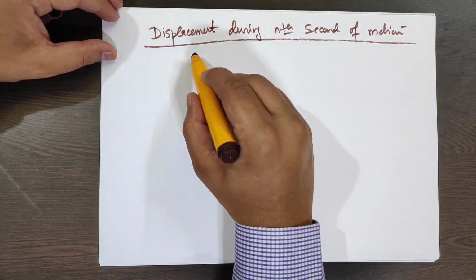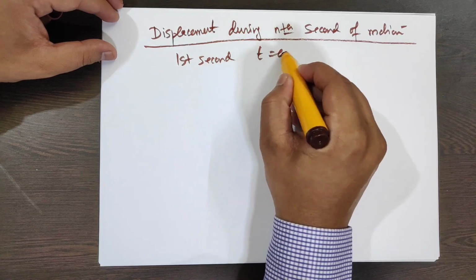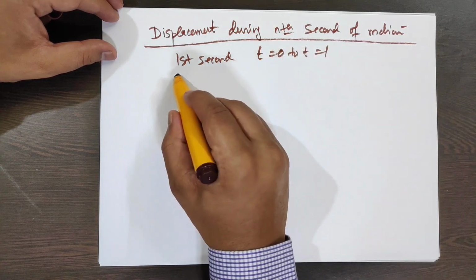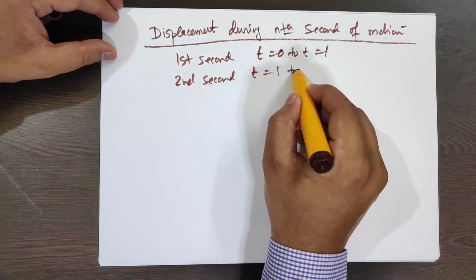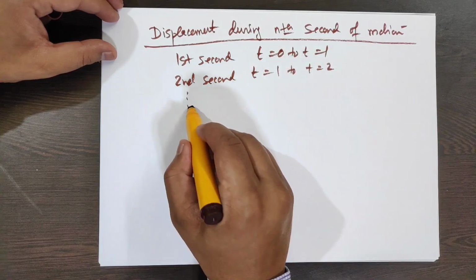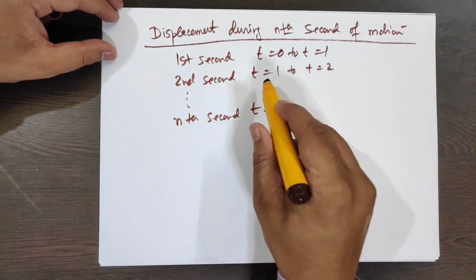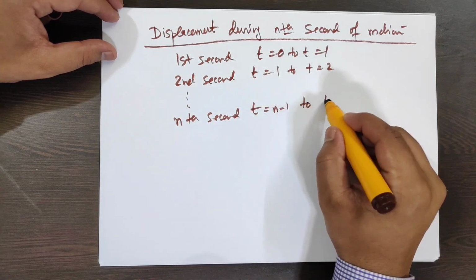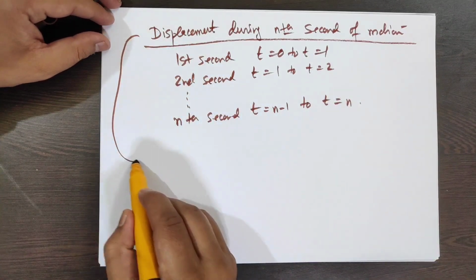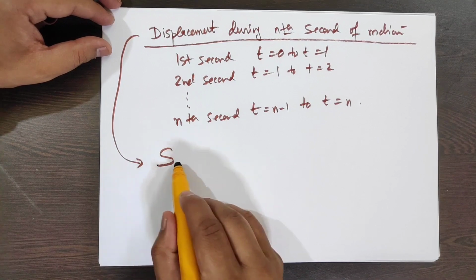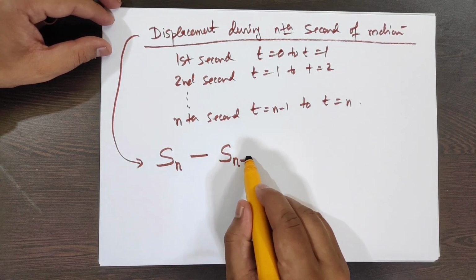See, what is the first second of motion? First second is from t equal to 0 to t equal to 1. Second second of motion is from t equal to 1 to t equal to 2. In the same way, nth second is from t equal to n minus 1 to t equal to n. So displacement during nth second is displacement during n seconds minus displacement during n minus 1 seconds.